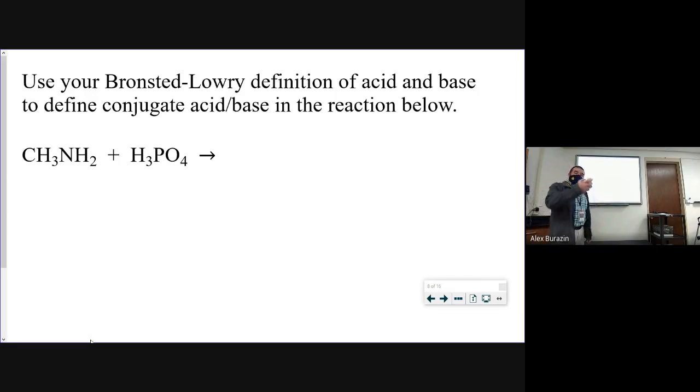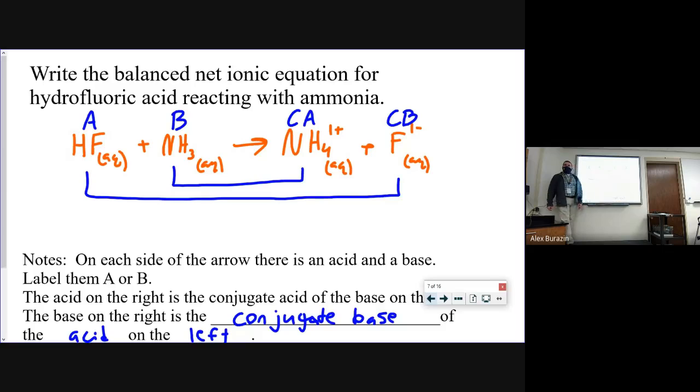All right, so we left off here with conjugate acids and conjugate bases. That was the very last thing we did yesterday at the end of the class. So we're going to go through some more examples of this. And essentially, with acids and conjugate bases and conjugate acids, it's just a matter of identifying what they are.